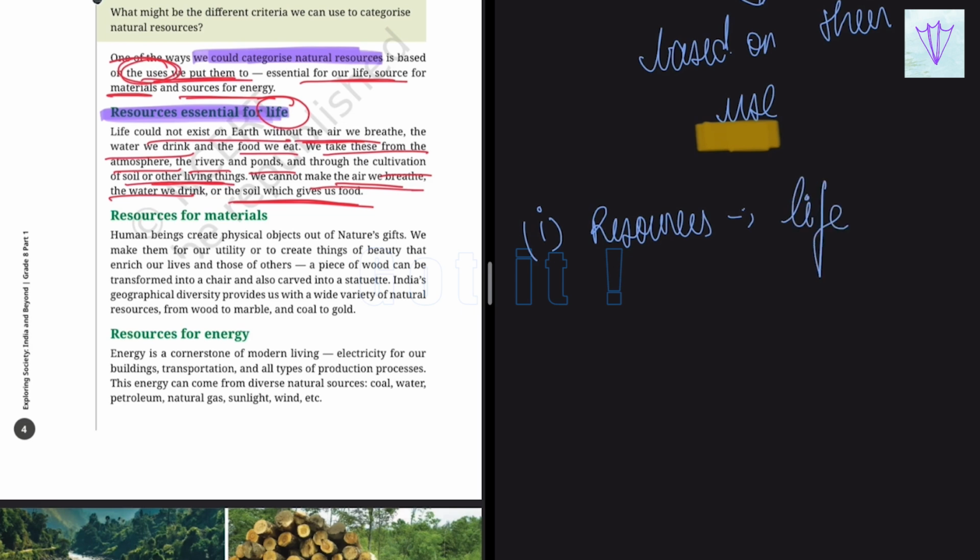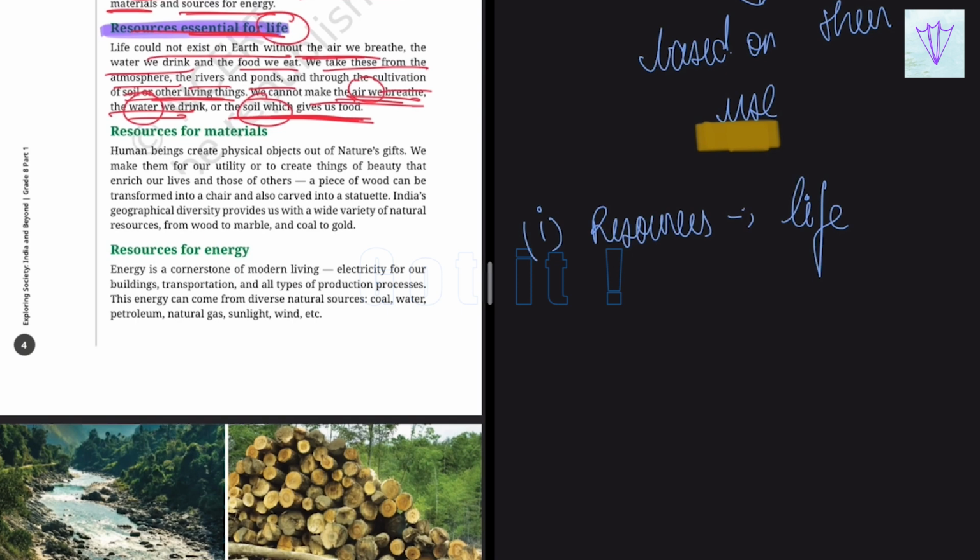So we already know that air, water, and food are essential for any person to live, without which we cannot expect our life. So these are the resources essential for life, and obviously a resource in the sense it is what we convert nature into, what we utilize. So we cannot create air, water, or soil. They became resources because air we breathe, water we drink, and the soil gives us food.